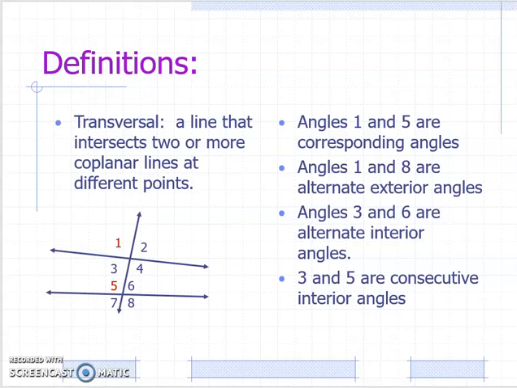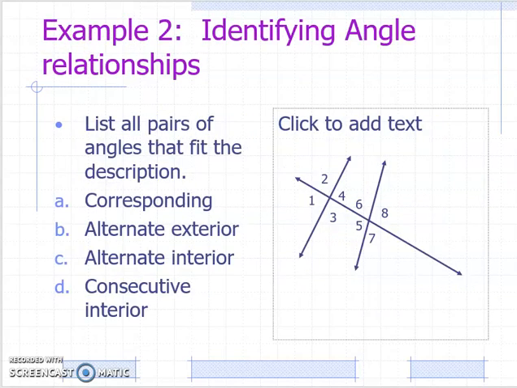Now, I've got something here I want us to try before we end today. Let's see if we can find the angle pair names for each of these. All right, so corresponding. Give me some corresponding angles. 1 and 5, 3 and 7, 2 and 6, and 4 and 8. They're in the same basic position. You have to kind of change your perspective here. It's kind of slanted, so you've got to change your perspective.